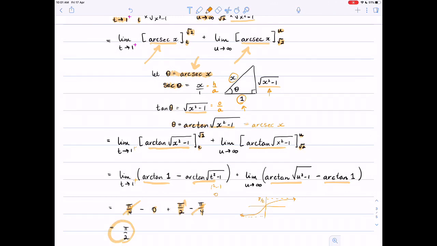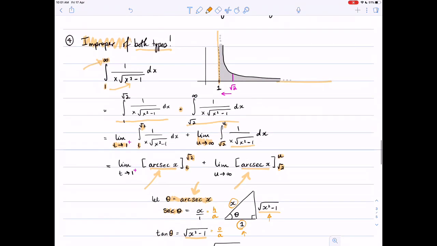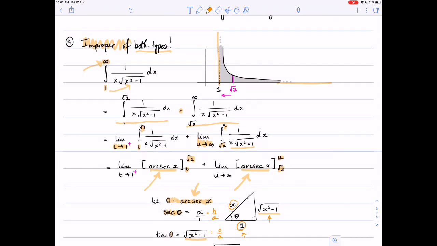And so the final answer is pi over 2 units. So that's kind of fun, I think. We have this region here, which is improper, unbounded in two ways, on two sides. It's unbounded on the right and it's unbounded above, and yet the area of that region, as we accumulate area in both of those infinite ways, is tending to pi over 2 units squared.